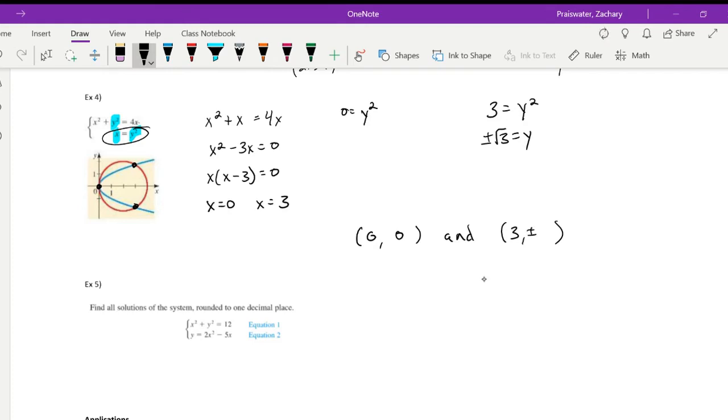And I think it's okay to write this here. Because there's 3 solutions, if you want to write it as 0, 0, 3, negative square root of 3, and 3, positive square root of 3, that's okay too. So either one of those is fine.